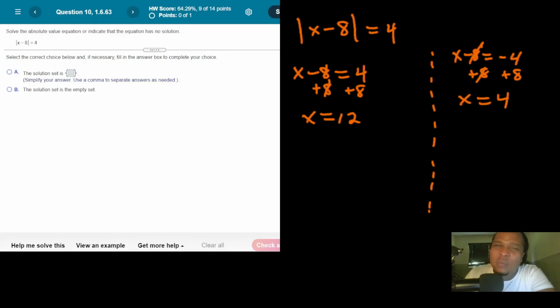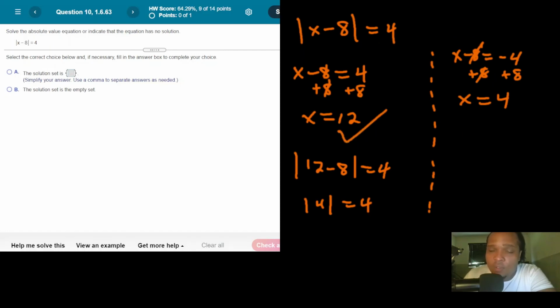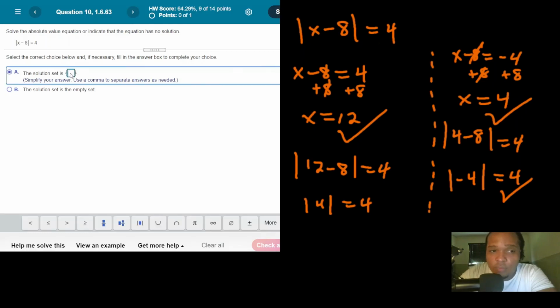And you want to make sure that these are right. So we have 12 minus 8. Go ahead and plug this back into your original. What's 12 minus 8? 12 minus 8 is 4. Absolute value of 4. Is the absolute value of 4 equal to 4? Yes, it is. So definitely 12 is one of your answers. And over here, let's go ahead and plug the 4 into your original. We have 4 minus 8, we get negative 4. The absolute value of negative 4 is equal to 4. Is that true? Yes, it is. The absolute value of negative 4 is positive 4. So we have two solutions. We have 12 and we have 4.